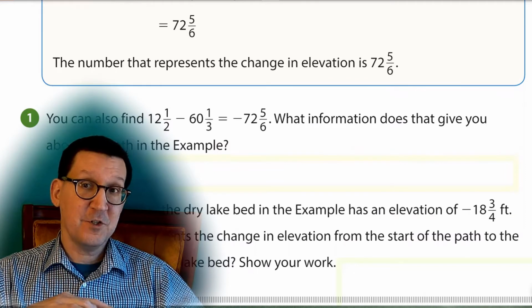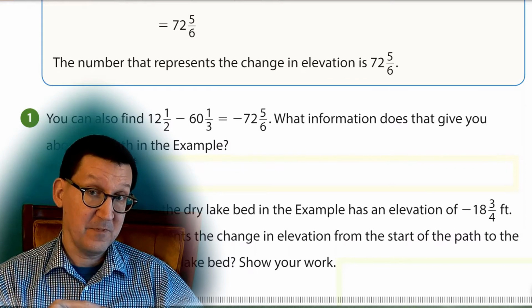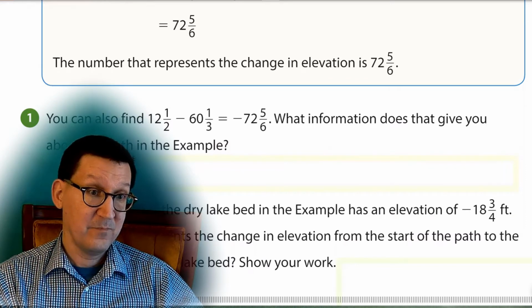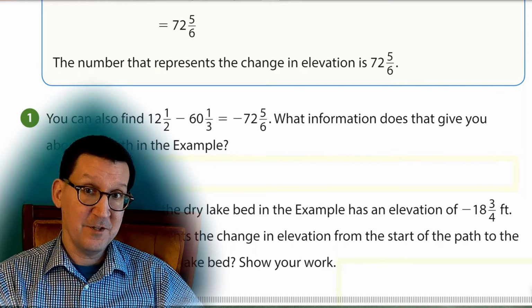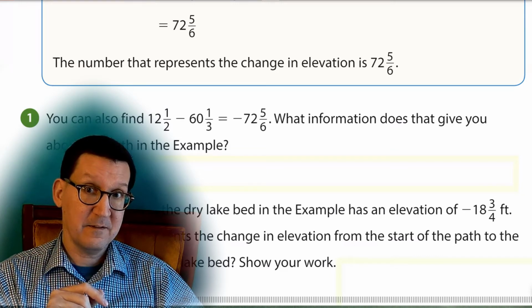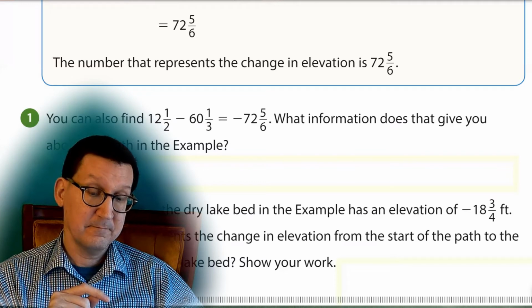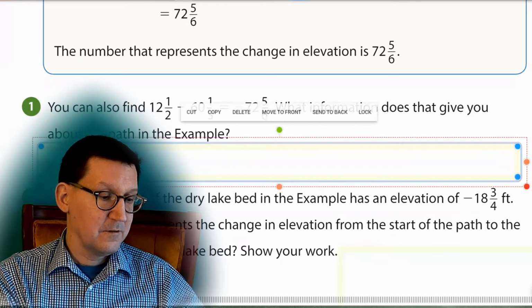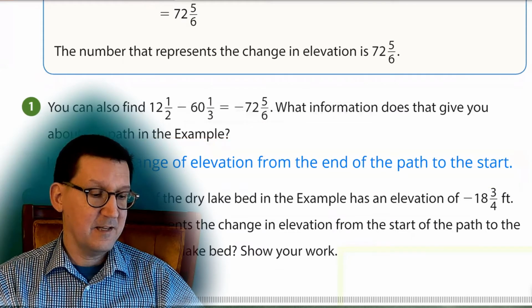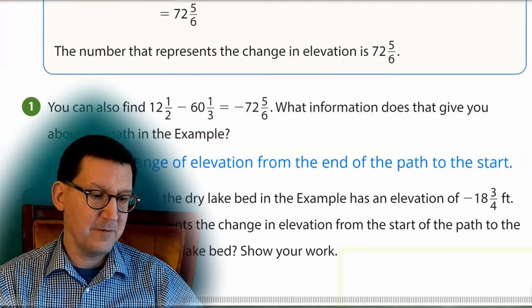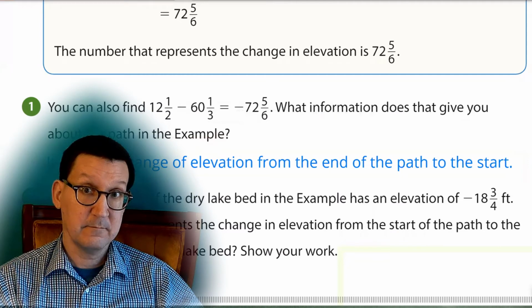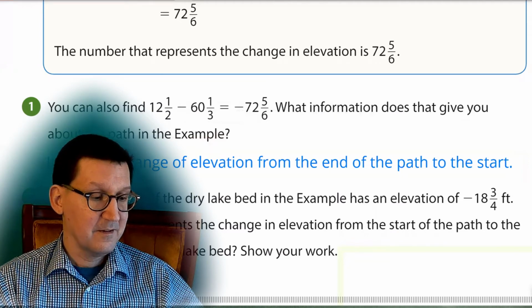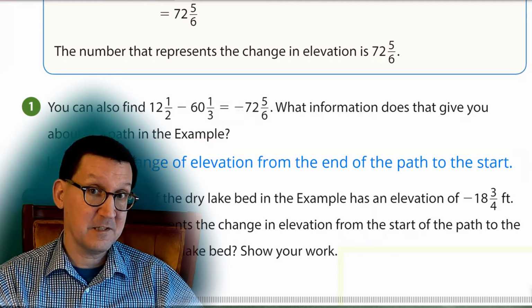Well, before we found the change in elevation from the bottom of the path up to the top, right? This tells us the change in elevation from the top of the path down to the bottom. So we can write that in a way that looks like this. It just tells the change in elevation from the end of the path back to the start, because it's a decrease of 72 and 5/6 feet.